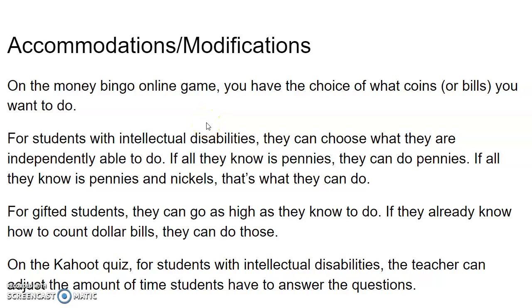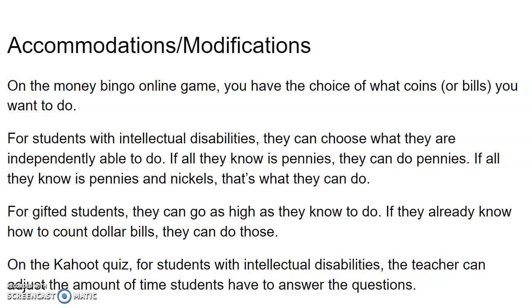For my accommodations and modifications, on the money bingo game, you have the choice of what coins or bills you want to play with. So before you start the game, you can choose if you want to play with just pennies, or pennies and nickels, or pennies, nickels, dimes, and quarters.